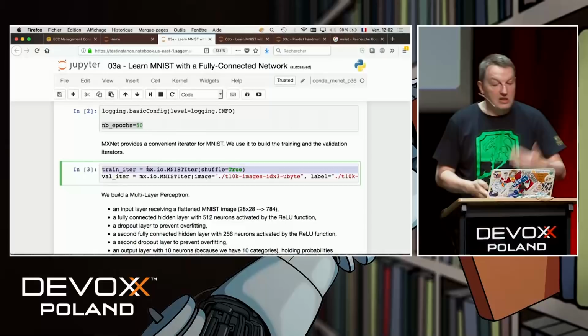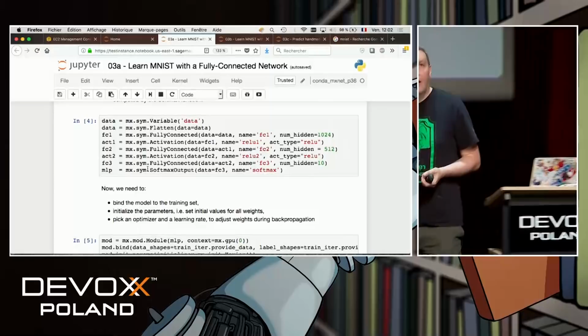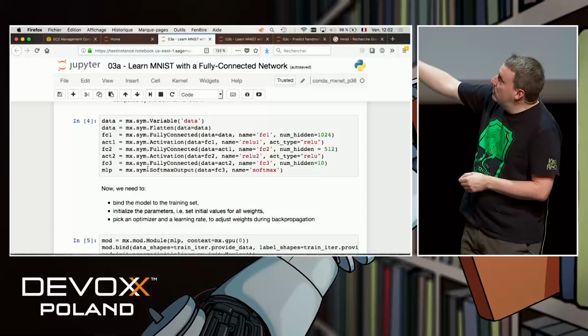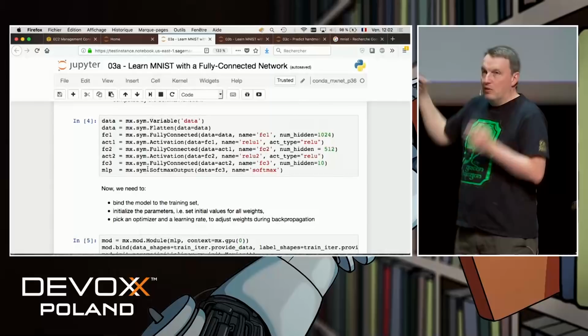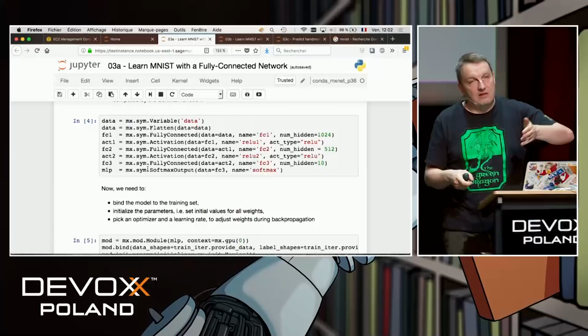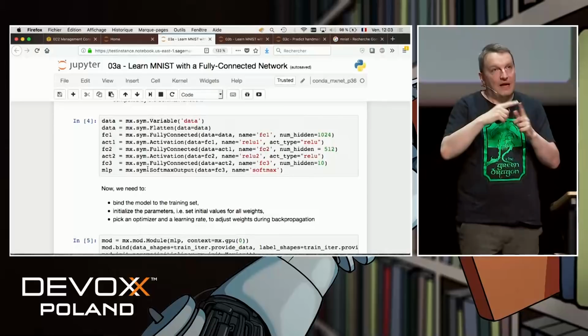And then we build the network. And this is pretty much the one we saw on that slide, except it has two hidden layers. So I've got a first layer, which is the input layer. I call it data. I don't need to give it a size. MXNet will figure it out automatically from the iterator. And if you remember that slide with the fully connected network, my input layer is flat. The data samples should be vectors. So I have to flatten my images into vectors.